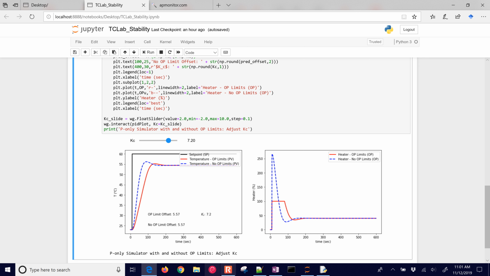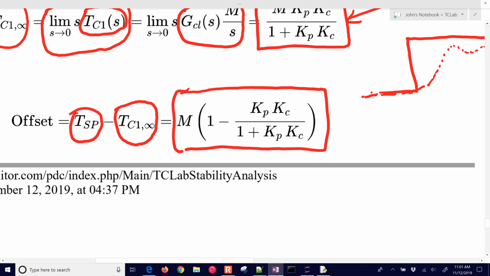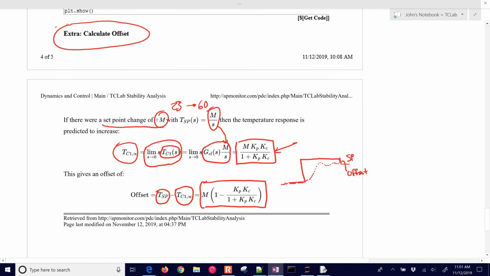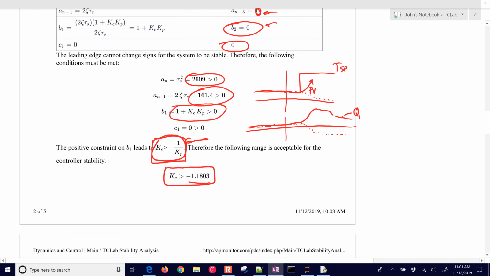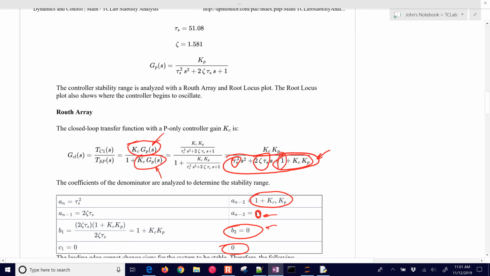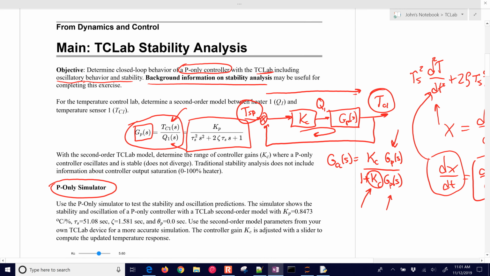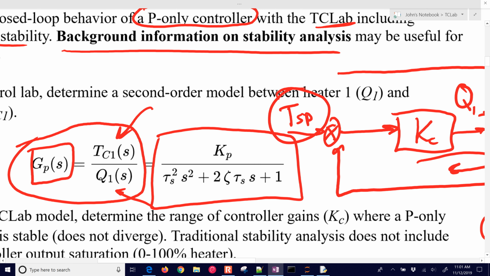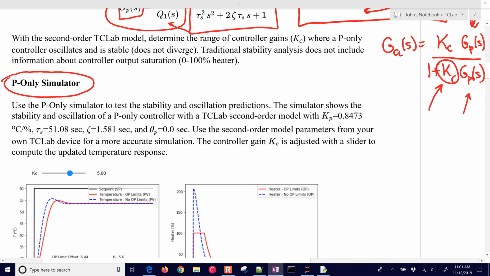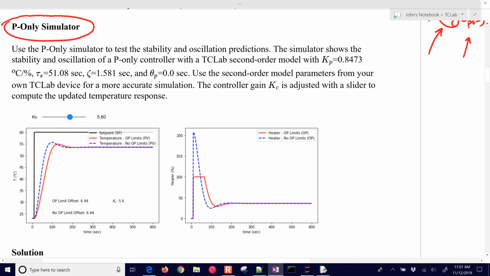Alright, let's go back and summarize on this. What we've done is we've developed a second order model of our system, and then we did a number of analysis techniques to determine the stability limits. We estimated this from the data to get Kp, tau s, and zeta. And then we also used a P-only simulator to tell us what would be the expected response of the TCLab if I plugged in a certain Kc value.